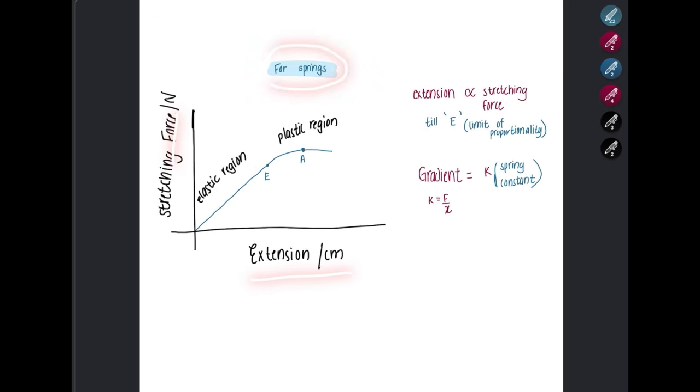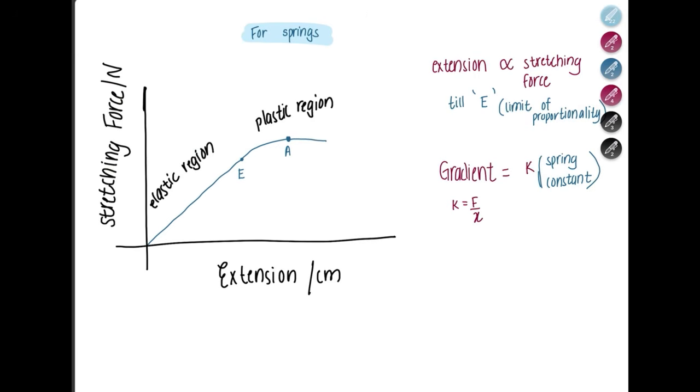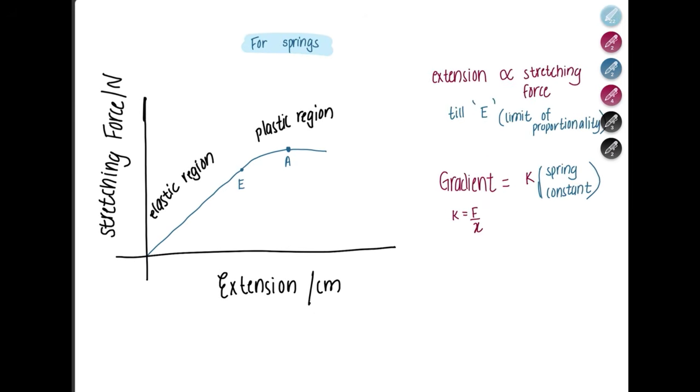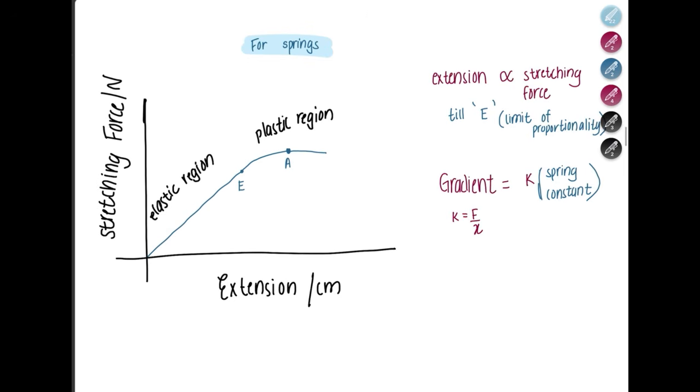This is for springs or other objects, for example, an elastic band. Now you can see that as the force is increasing, the extension is going to increase like this. It obeys Hooke's law because it's a straight line passing through the origin. Remember, this region is called the elastic region until it reaches E. This point is the limit of proportionality. After that, it does not obey Hooke's law anymore. This region is called the plastic region. For example, here it might have been deformed, and here maybe the spring broke, right?